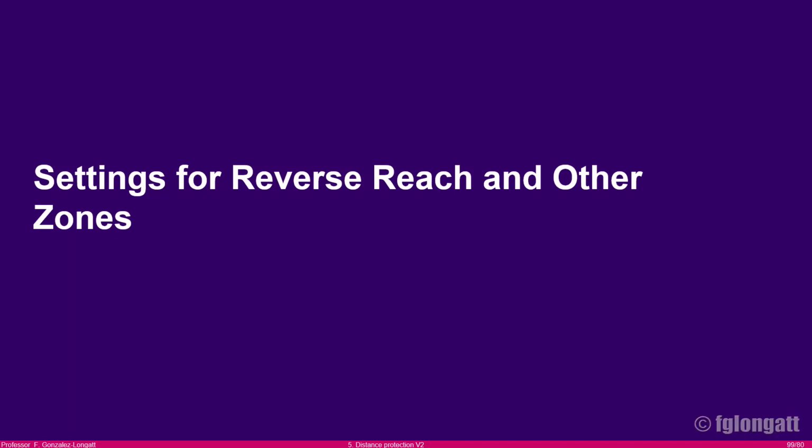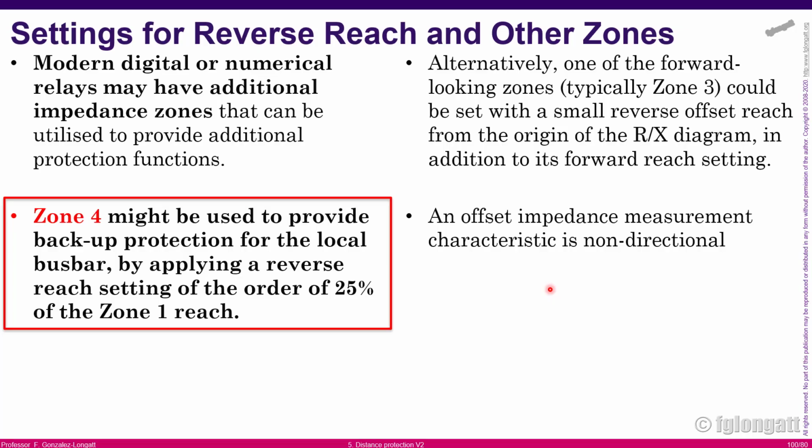Okay, as I said before, in distance protection there is a possibility of having forward and reverse reach. The forward settings are the settings that we already discussed for Zones 1, 2, and 3. The reverse setting is typically used in modern digital and numerical relays.